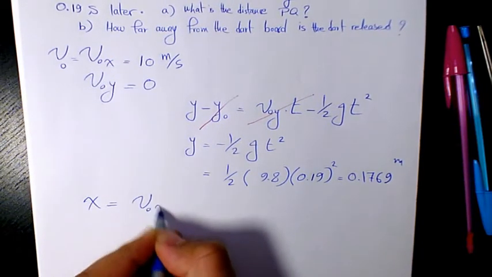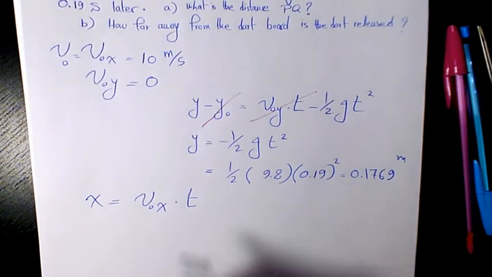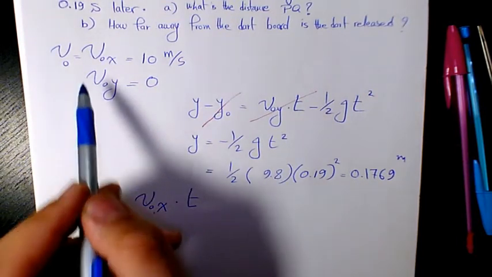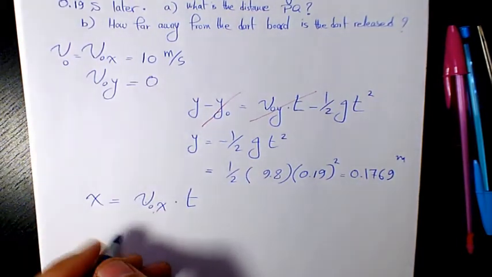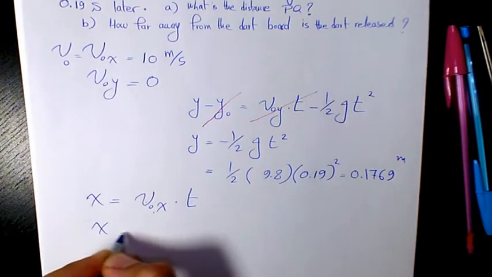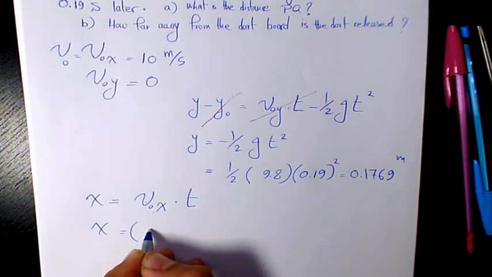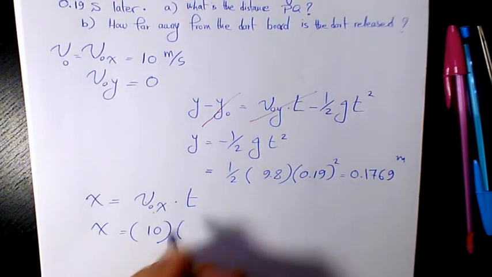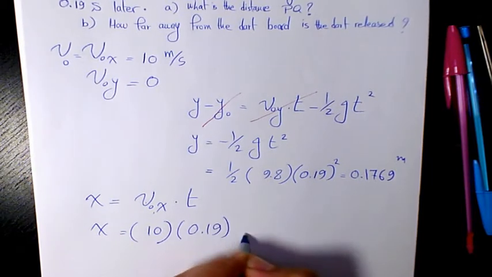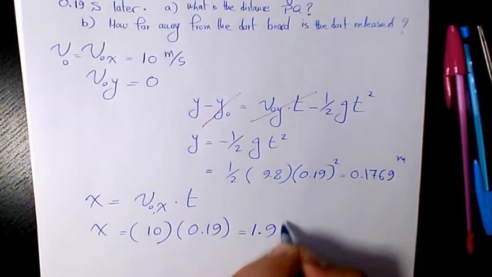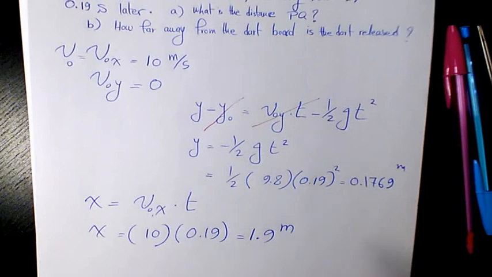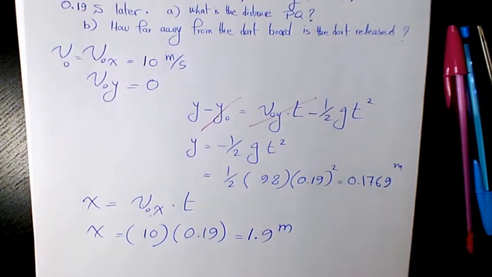v naught x times t. v naught x is the same as v naught, which is 10 meters per second. So x will be 10 meters per second times 0.19, and that will be 1.9 meters. So the distance, and the answer to part B, is going to be 1.9 meters.